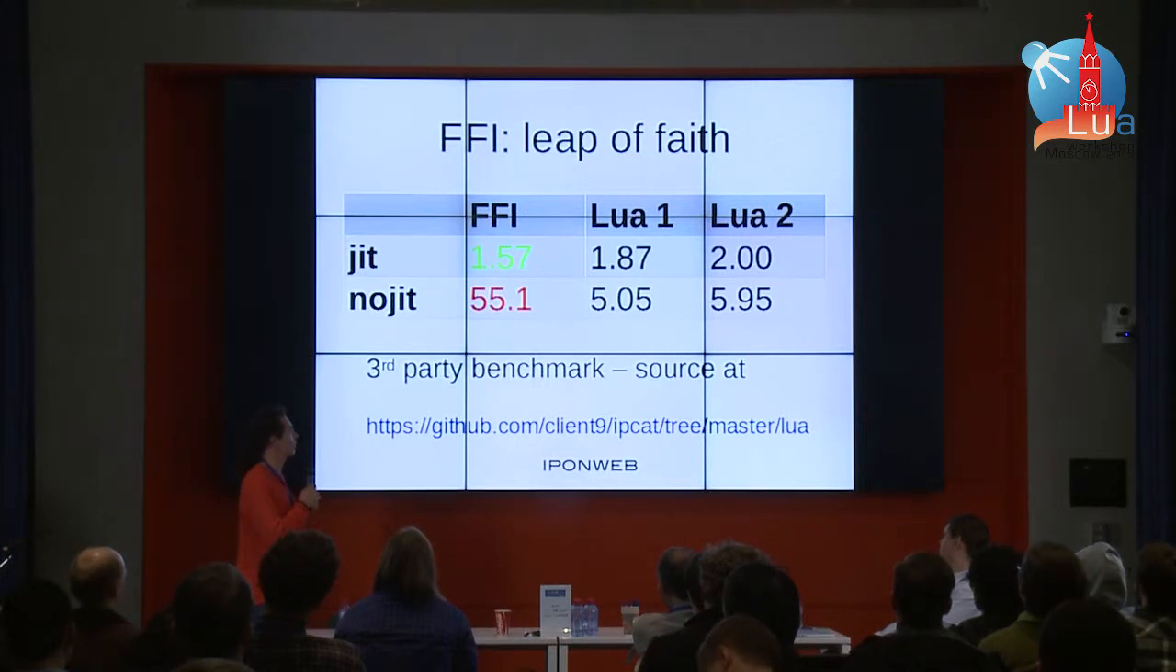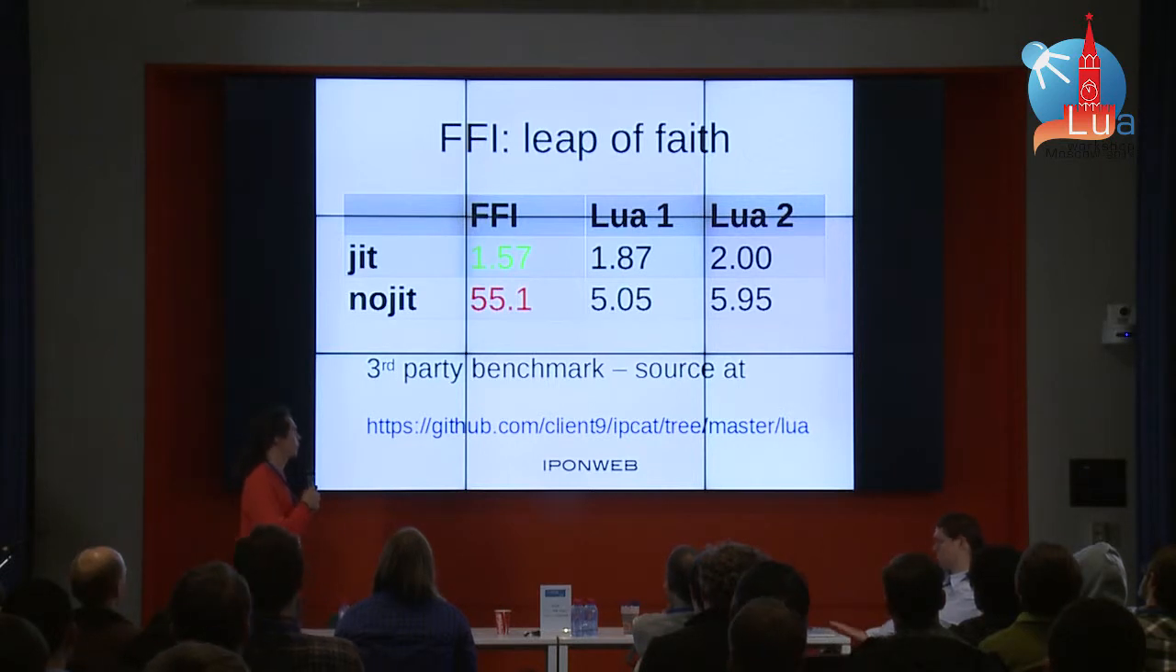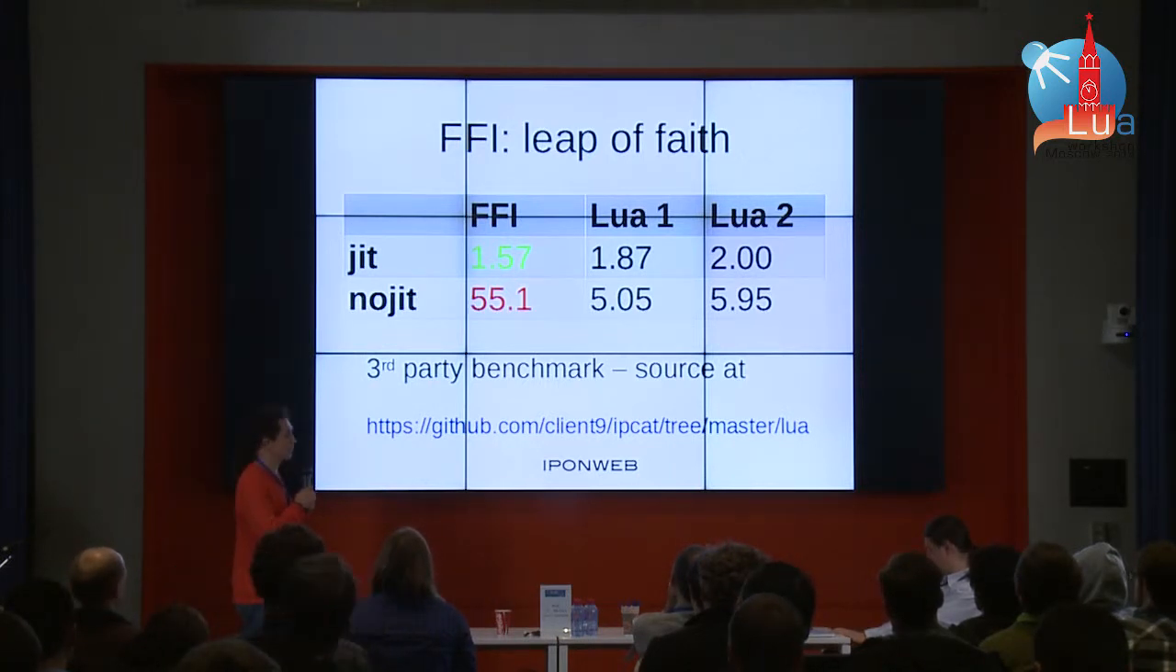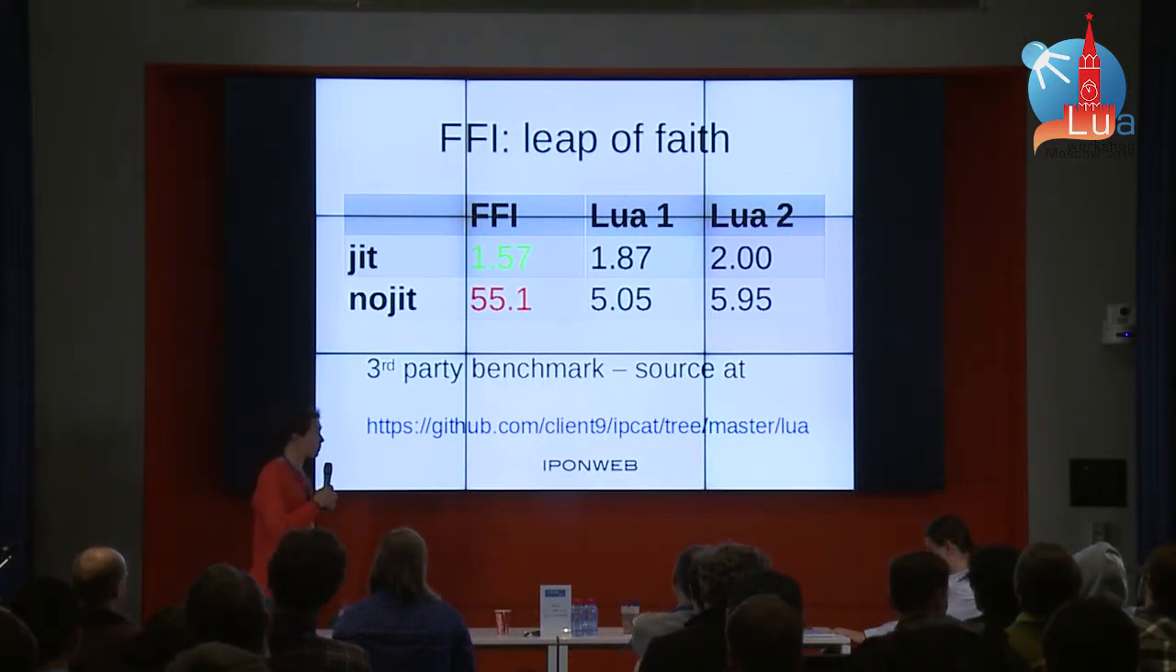There are 2 variants, but the difference between them is not important for this presentation. The same code was run in LuaJIT with JIT compilation turned on and turned off, so we force code not to compile. What you can see is that when you have JIT compilation on, FFI beats native Lua, but if it's not, you have a huge penalty, like it's 10 times slower.